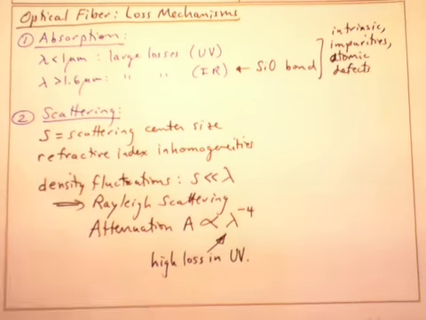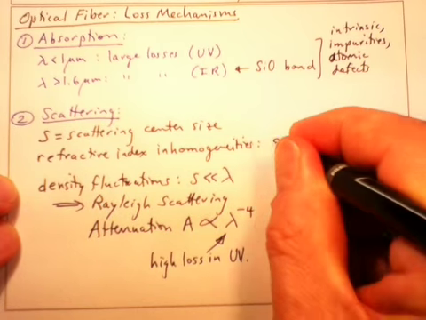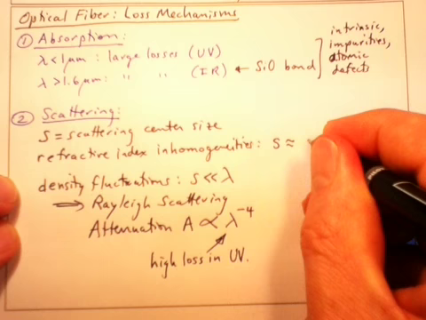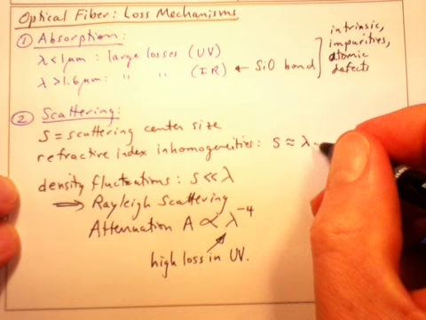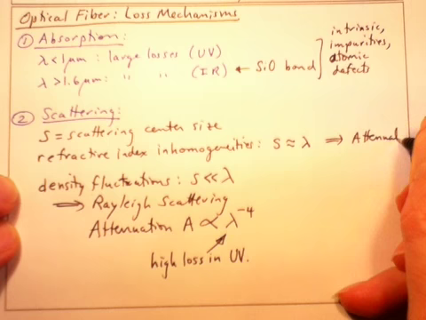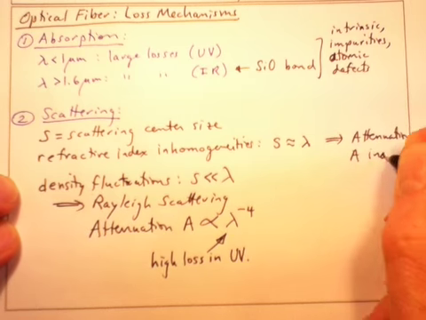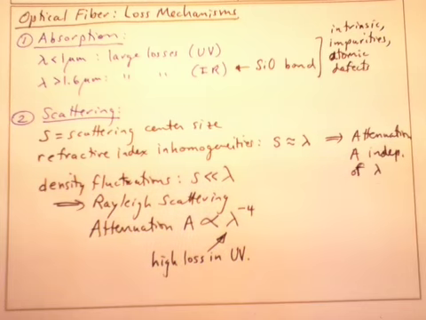Okay, and we can also have various other types of refractive index inhomogeneities with the scattering center size more or less on the order of the same size as the wavelength, and that will give us an attenuation A, which is independent of the wavelength.